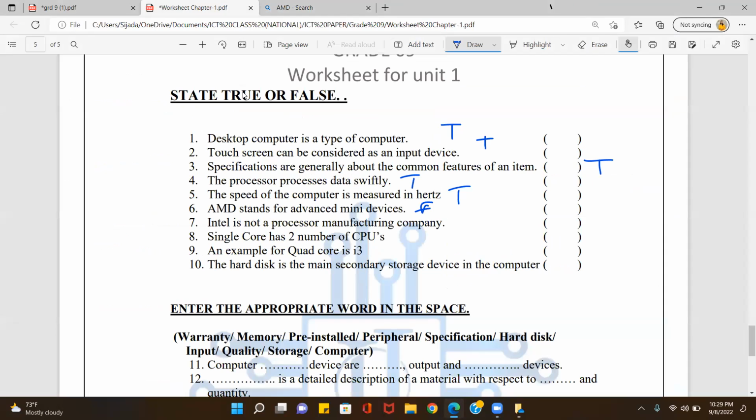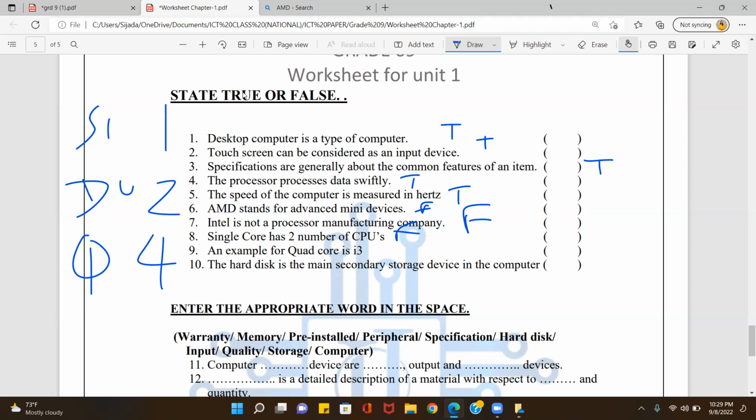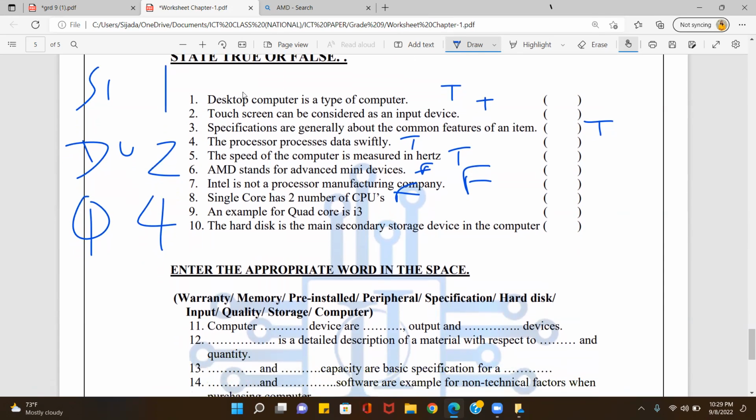Intel is not a processor manufacturing company. False. Intel is a processor manufacturing company. Single core has 2 CPUs. No, it's dual core that has 2 CPUs. Always remember, single core has 1 CPU, dual core has 2 CPUs, and quad core has 4 CPUs. Then the next one, an example for quad core is i3. Yes, correct, true.